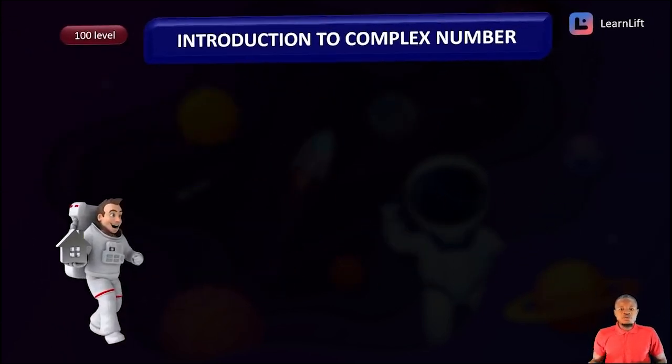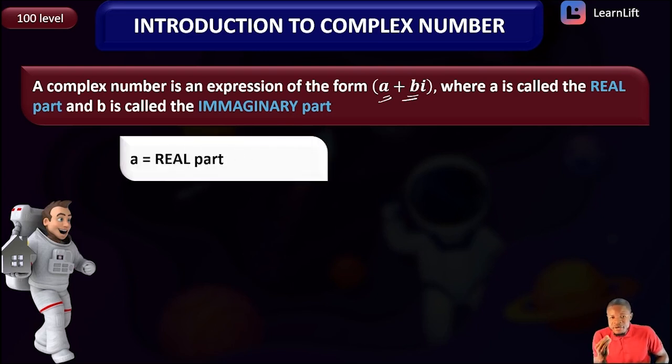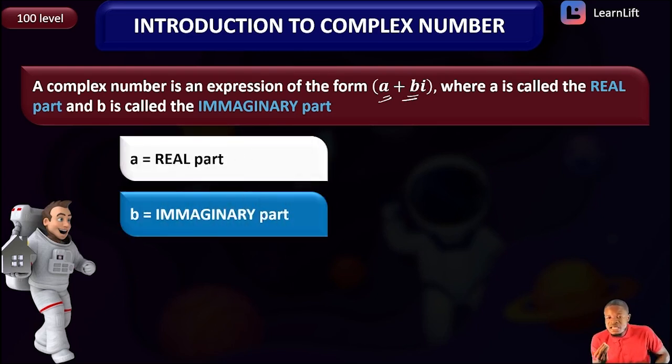Now look at this. Now that you understand this, I want you to note this down with me: a complex number is an expression of the form a plus bi. So when I say a plus bi, that's a complex number where a is called the real part and b is called the imaginary part. We're going to be coming through this definition again and again. What's a complex number? An expression of the form a plus bi, where a is the real part and b is the imaginary part. Three things to hold here quickly: a is the real part, and the second thing is that b is the imaginary part.